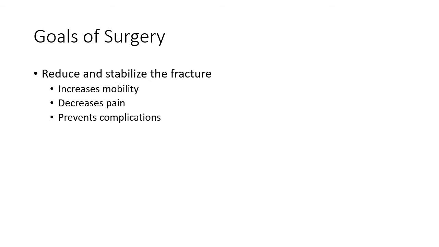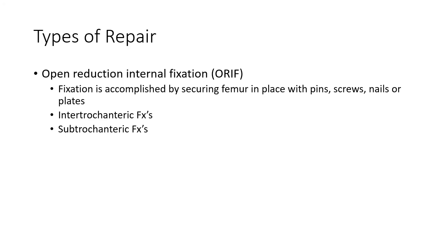So what are the goals of the surgery? This is to reduce and stabilize the fracture. We need to increase the mobility of the patient, decrease the pain, and prevent further complications. Those are the goals of our surgery. The most common type of repair you will see is the open reduction and internal fixation, in short form ORIF. How this is done is you will secure the femur in place with pins, screws, nails, or plates. The ORIF is done in intertrochanteric fractures and subtrochanteric fractures.